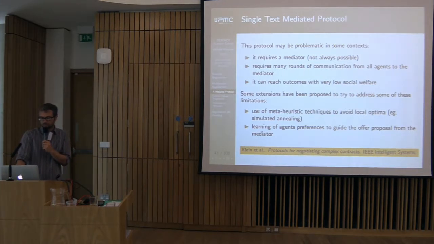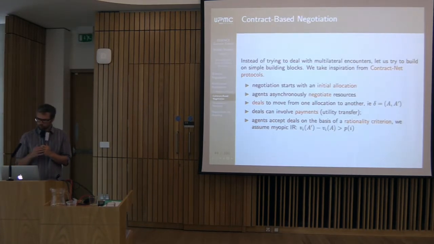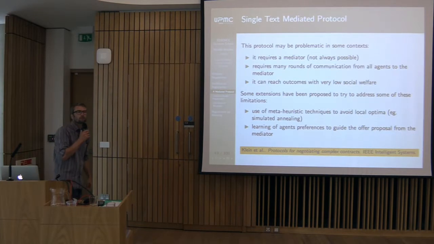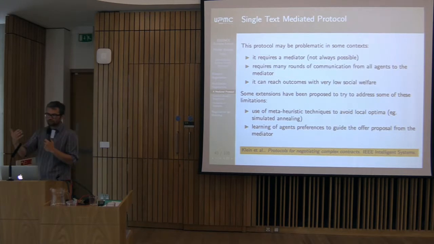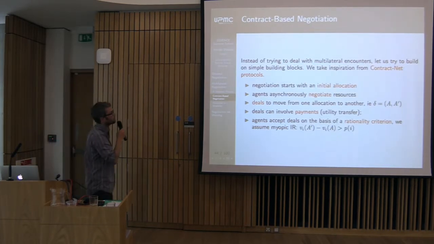So some extensions have been proposed to try to address this. For instance, meta-heuristic techniques to avoid local optima, and also learning techniques for agents. Well, maybe you can say that this is not really negotiation, because we have a mediator. It doesn't sound like a proper negotiation where agents just do it by themselves and autonomously negotiate contracts. So I will say a bit more about what is called contract-based negotiation.